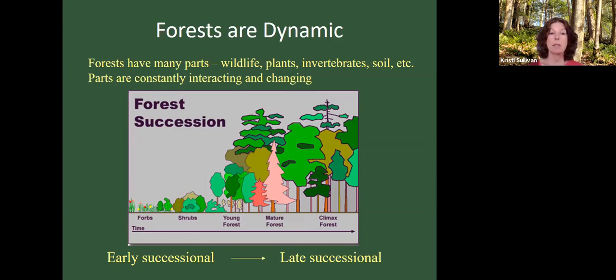Typically, forest succession is referred to as, if you have fields and shrubs and then young forest, that's considered early successional habitat. And then late successional habitat would be as forests grow and mature and get older. So you have a mature forest and then a climax forest, or what we refer to as an old growth forest. So there's a continuum of ages and stages as forests age.